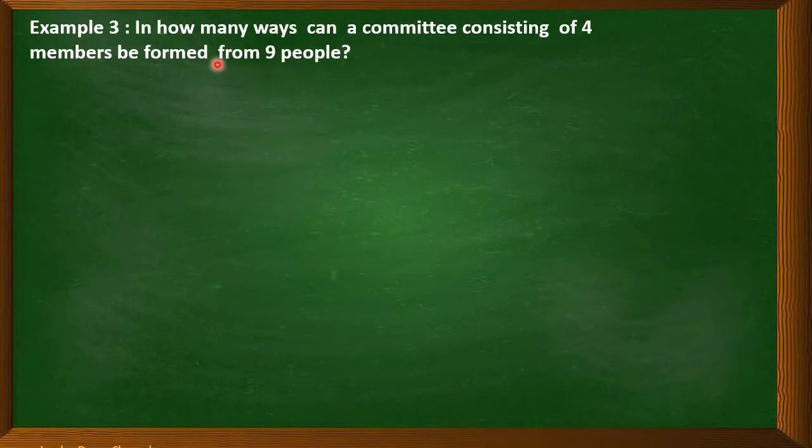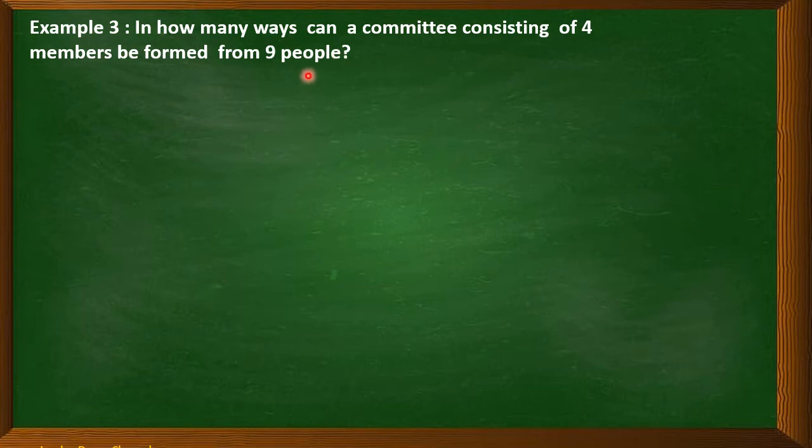Now let's solve the problem. In how many ways can a committee consisting of 4 members be formed from 9 people? Take note that a problem involving combination consists of forming a committee, selection, grouping. Those are the clue words where we can say that a problem is an example of combination. Selection, grouping, forming a committee, those are just some of the clues.